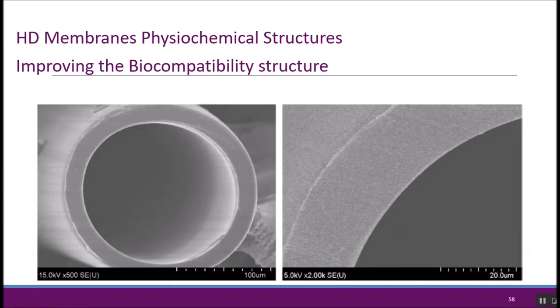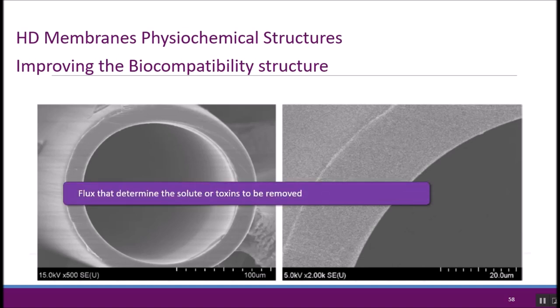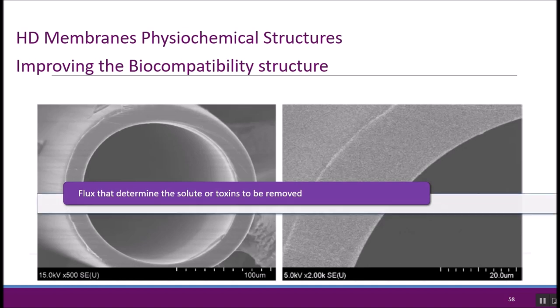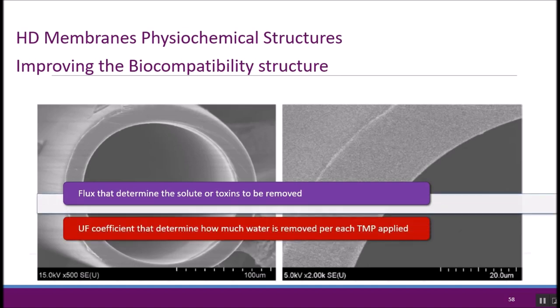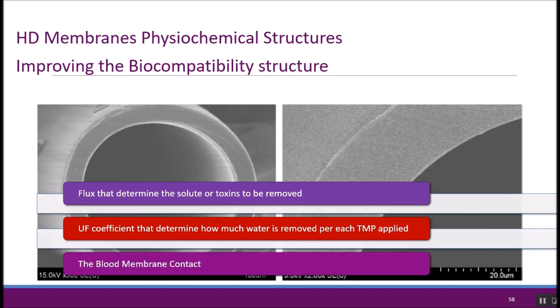In this second part, we will talk about the hemodialysis membranes, their physicochemical structure, and how we can improve the biocompatibility, which means blood-membrane contact. Basically, the hemodialysis membrane has different fluxes which determine the solute or toxin to be removed according to the molecular weight, the ultrafiltration coefficient that determines how much water is removed per each transmembrane pressure applied, and most importantly as well, the blood-membrane contact.